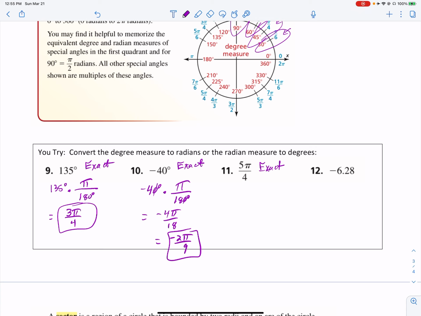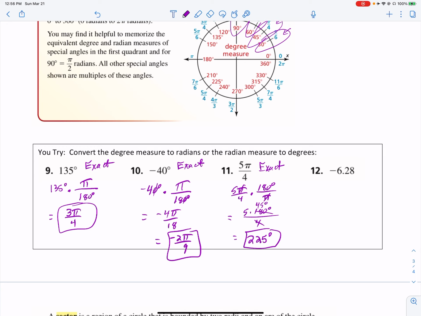Number 11 is a radian measure. So I want to multiply by the reciprocal of what I was multiplying before. I want degrees, so I'm going to put degrees in the numerator, and I want to get rid of the pi. So the pi's cancel. And so I get 5 times 180 degrees over 4. Make sure you have the degree symbol. And then 4 goes into 180 45 times. And so you get 5 sets of 45 degrees, and that's 225, and you have to have the degree or it's wrong. If it doesn't have a degree symbol, it's a radian measure.